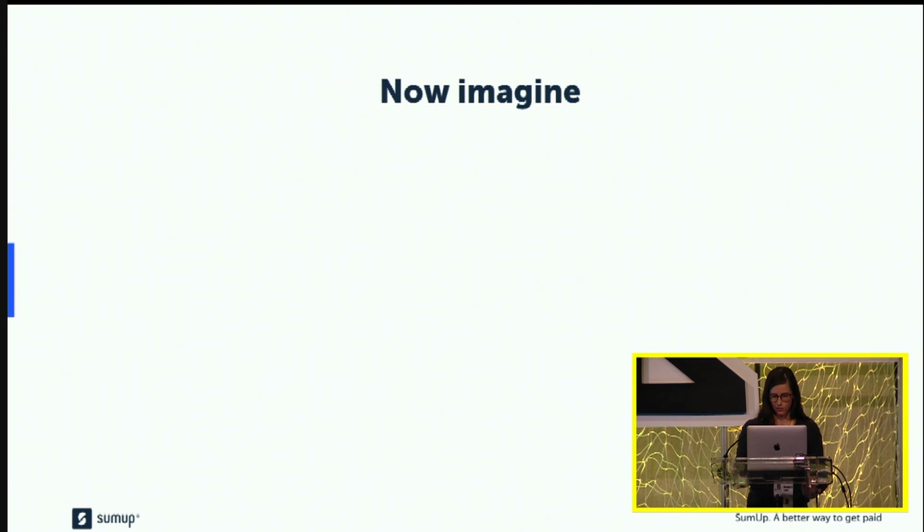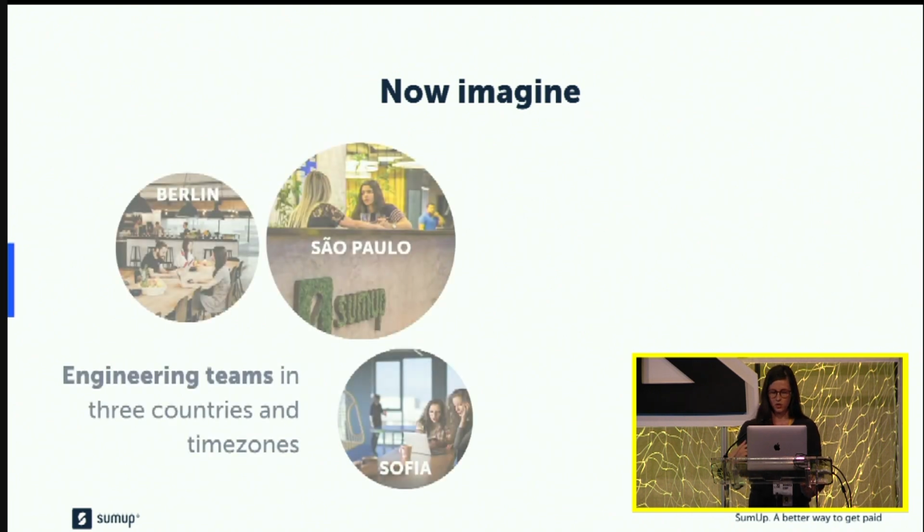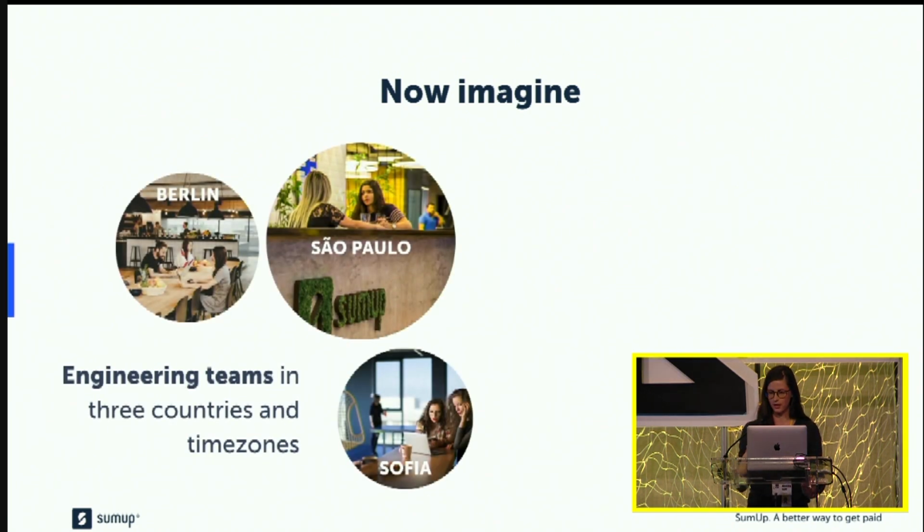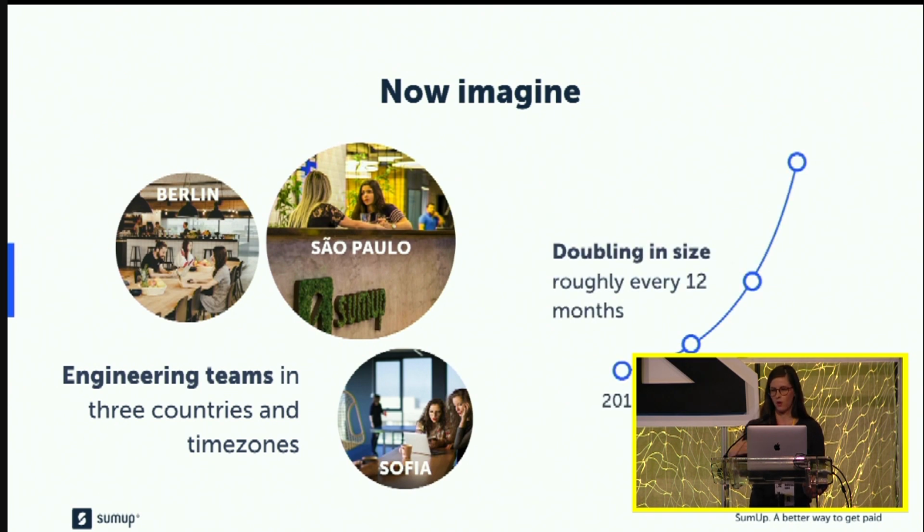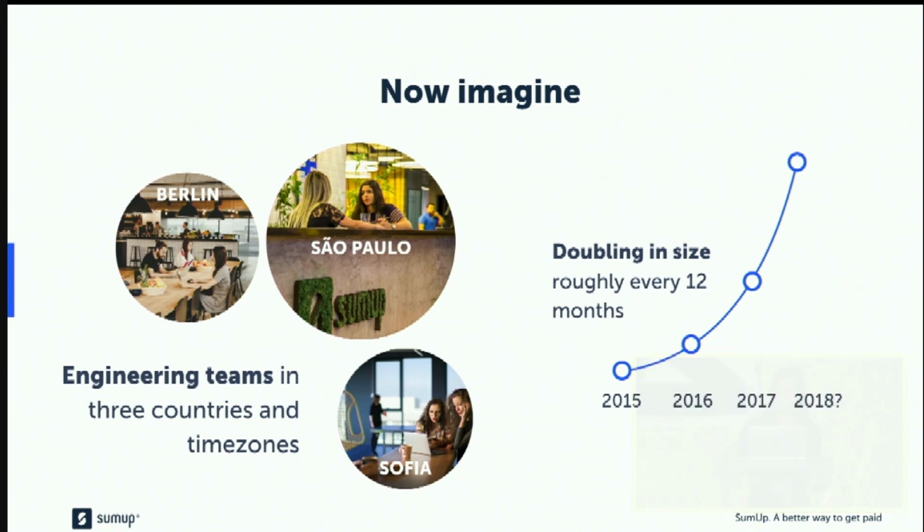And to make matters worse, we're getting bigger, right? So we have engineering teams in 3 different countries and different time zones. And this team is doubling in size roughly every 12 months. Our last doubling of the engineering team was in the last 8 months. So if we're already being inefficient with where we are now because we are duplicating work, what's the point of adding more people? I mean, you're just going to be doing the same work over and over again.